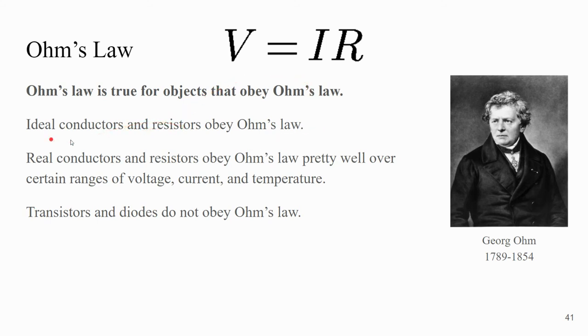So ideal conductors and resistors obey Ohm's law. If they were perfect, they would obey Ohm's law perfectly. Now, real conductors, so any actual physical wire that you have, and real resistors obey Ohm's law pretty well, as long as the voltage and the current and the temperature aren't too out of control. And then you have circuit elements like transistors and diodes that just don't obey Ohm's law. You can't use V equals IR to predict how much current is going to flow through these things. They just work differently.